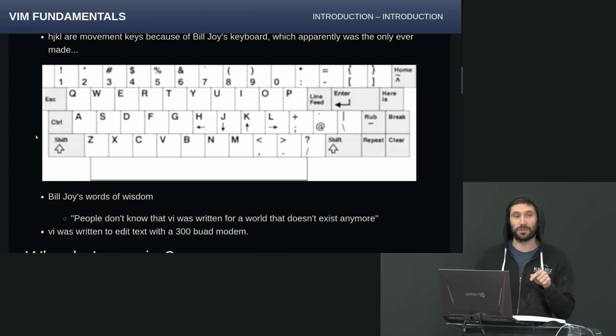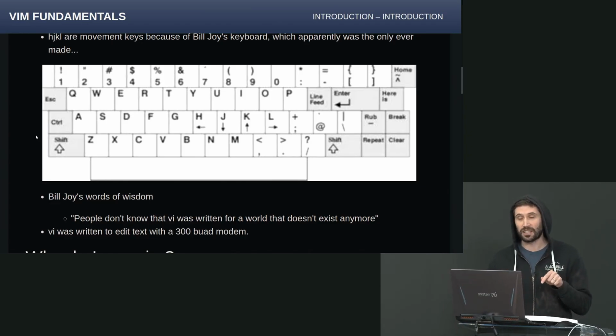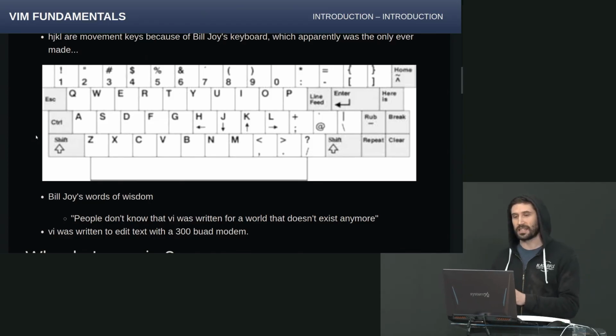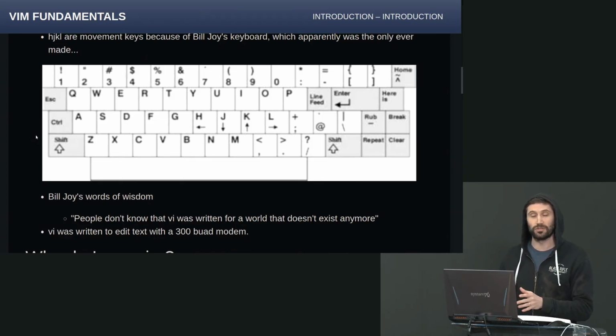Today, the internet that I'm using right now is technically 3.3 million times faster than what he wrote VI for. So life's improved a little bit. But here's the deal: just because a world existed and you wrote a tool for that world doesn't mean it's not applicable still today.